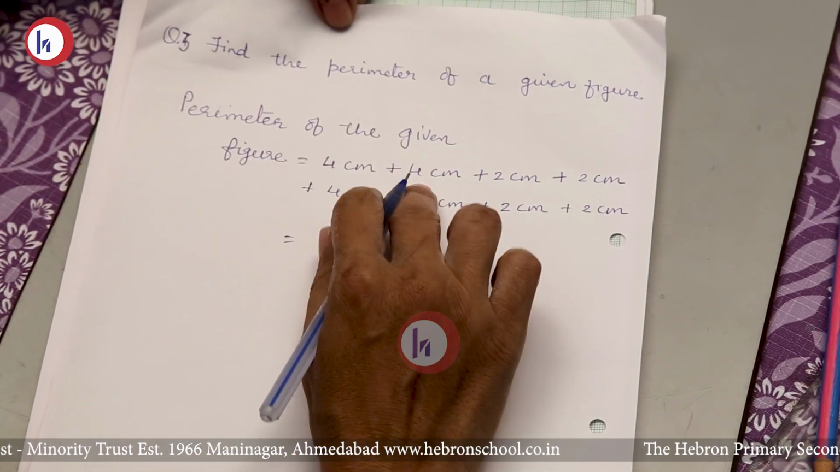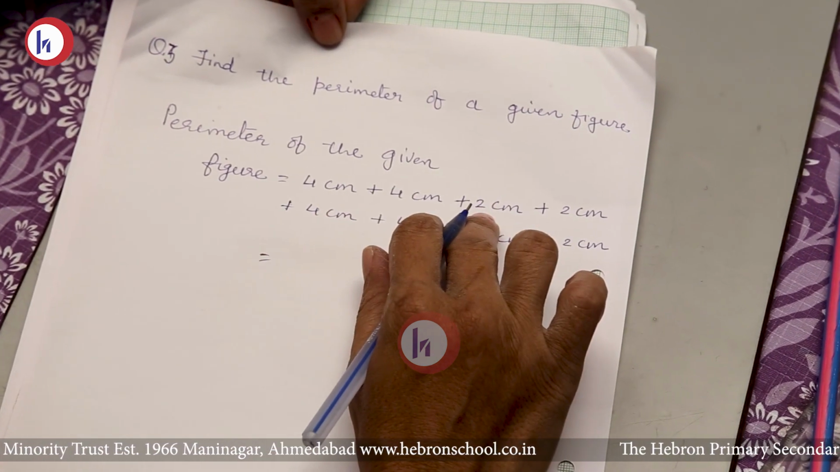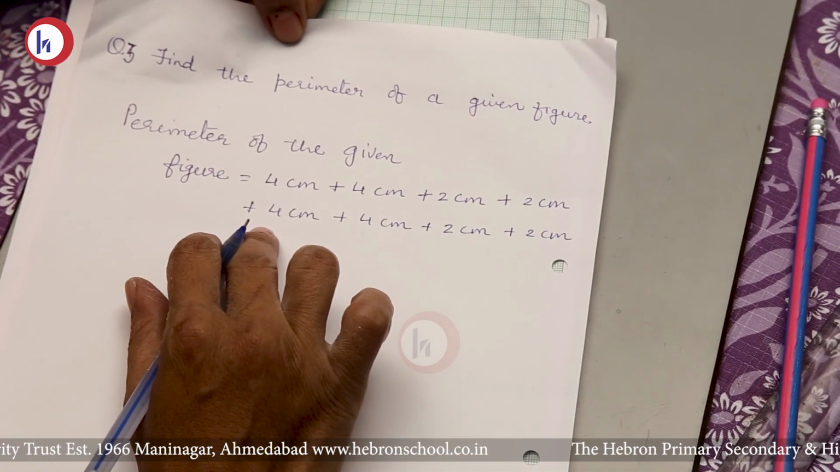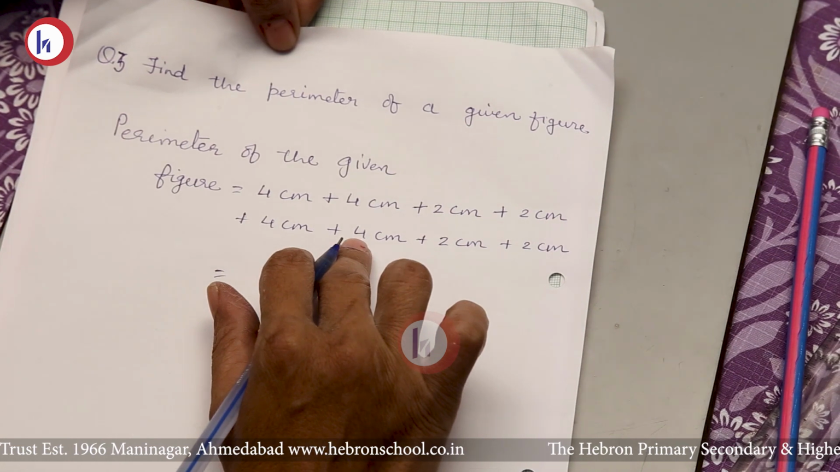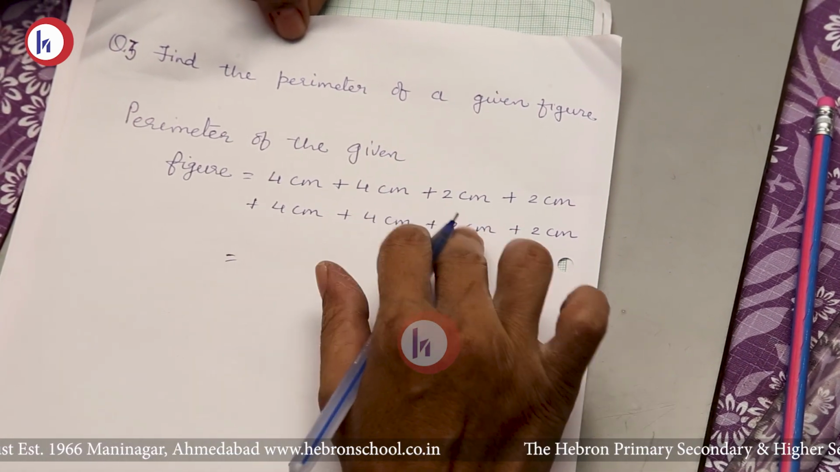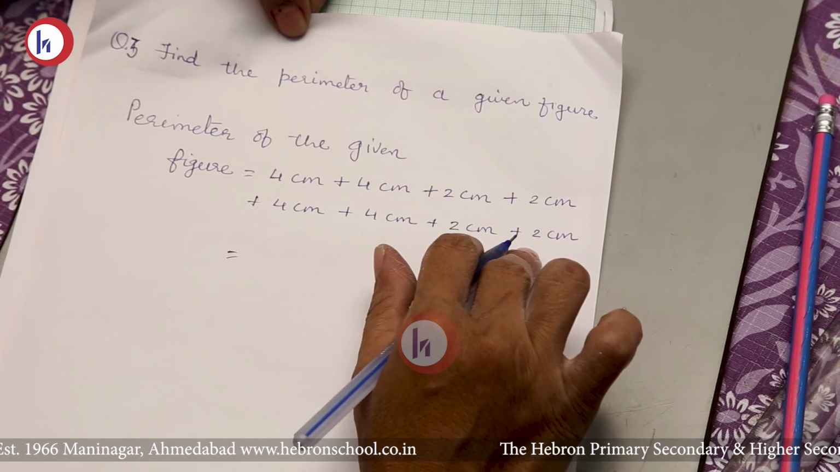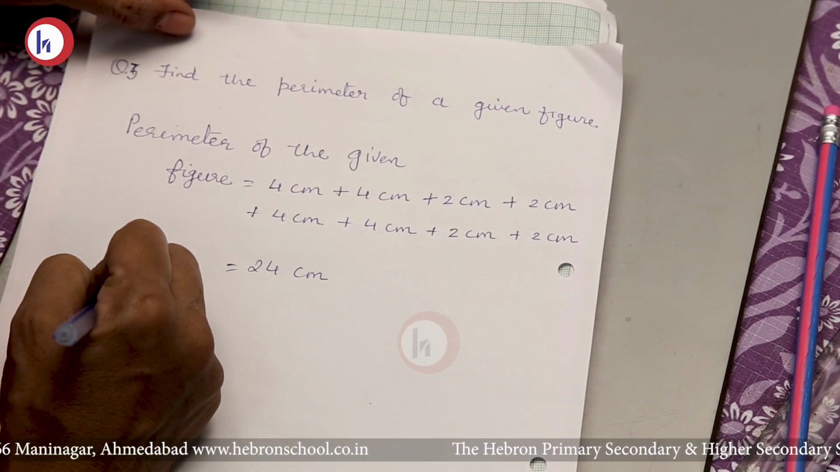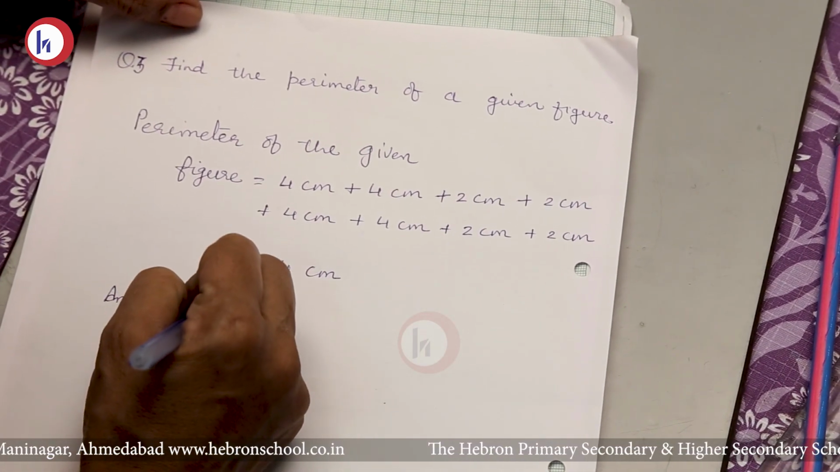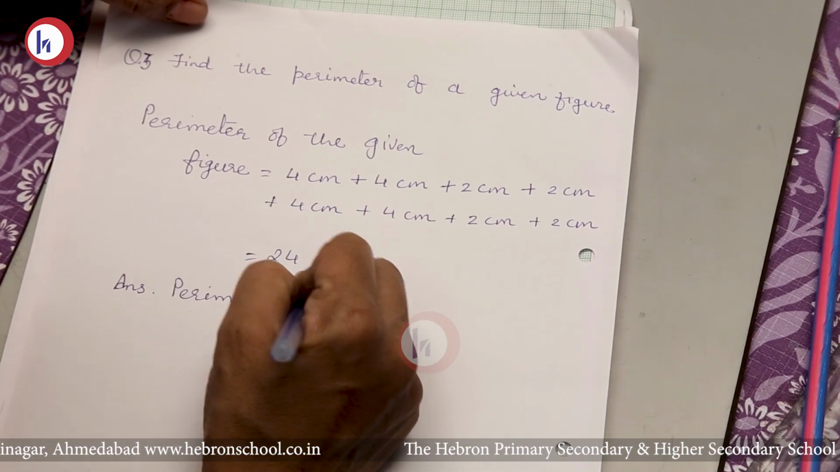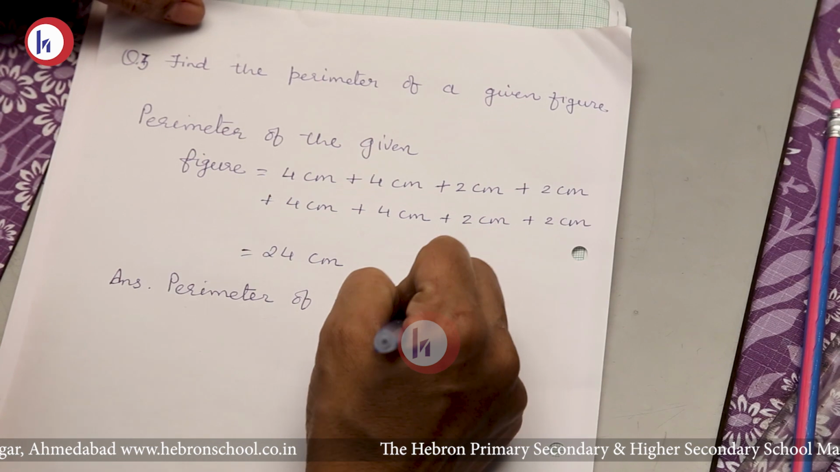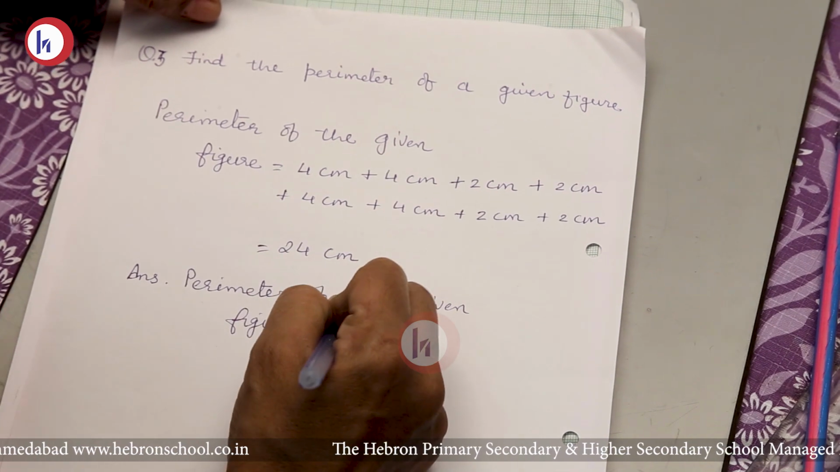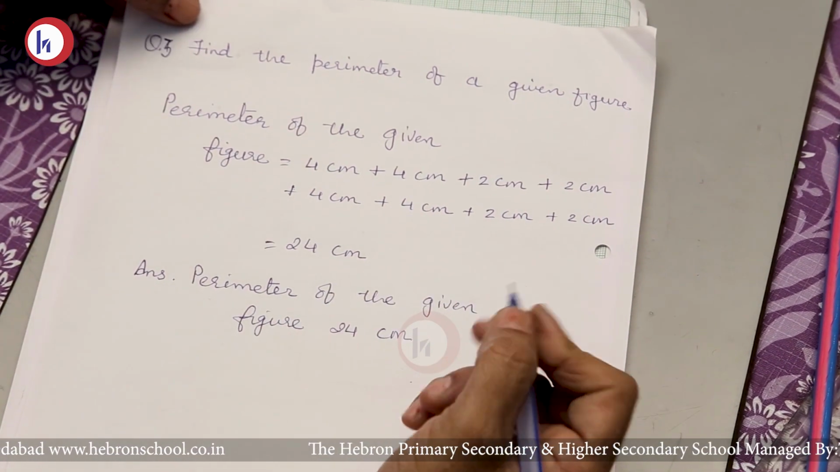That means, come on. 4 plus 4, 8 centimeter. Plus 2, 10 centimeter. Plus 2, 12 centimeter. Plus 4, 16 centimeter. Plus 4, 20 centimeter. Plus 2, 22. And plus 2, 24 centimeter. Okay. Answer is perimeter of the given figure is 24 centimeter. Done?